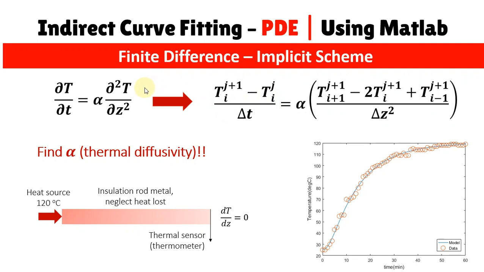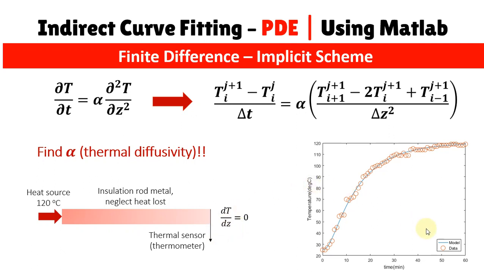Curve fitting in this section is to find alpha, or thermal diffusivity, with experimental data. We see here the source with constant flux at 120 degrees Celsius, and zero flux with insulation, so we neglect heat loss to the air. On the other side, far from the heat source, the thermal sensor records the temperature every minute.